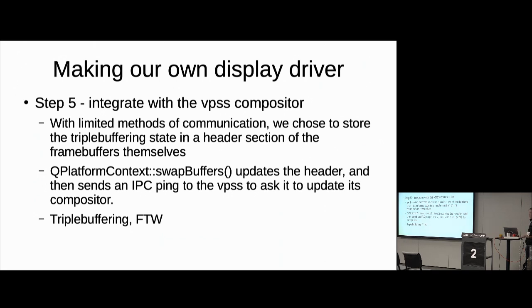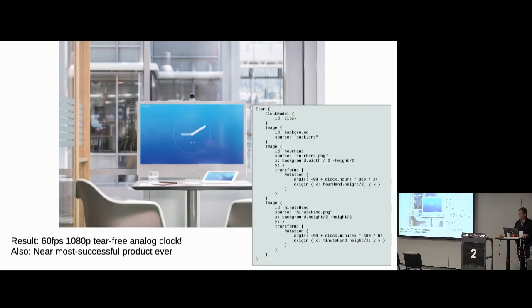It's very important when you do low-level development, and it's something you can take for granted when you work on high-level frameworks. But we didn't have that, so we had to make our own. So this is pretty much what we got in the end, which I'm really proud of, which is a 60 frames per second tear-free analog clock. And I think it all really boils down to a lot of work for a little gain.